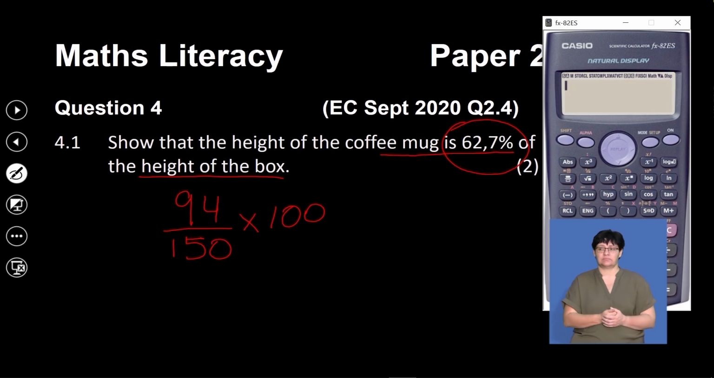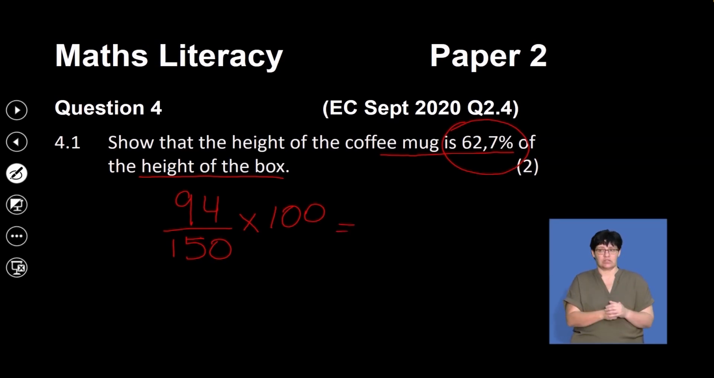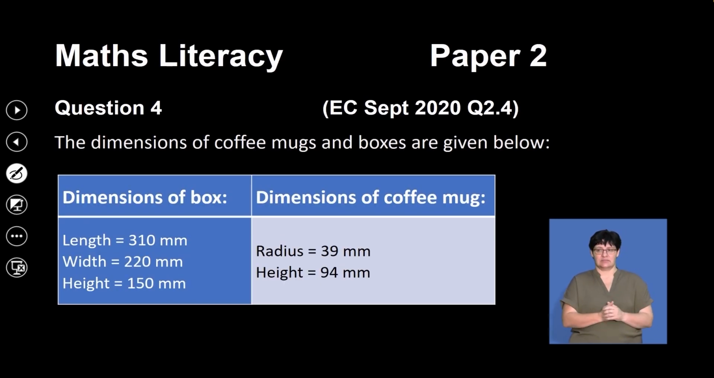So I got 94 divided by 150 times by 100, the percentage, and I get an answer of 62.7. So once I've proved it, it's always really nice when they give me a question like this, that when I prove it, I actually know that those marks are in the bag. Okay, let's see what the next part of the question is.